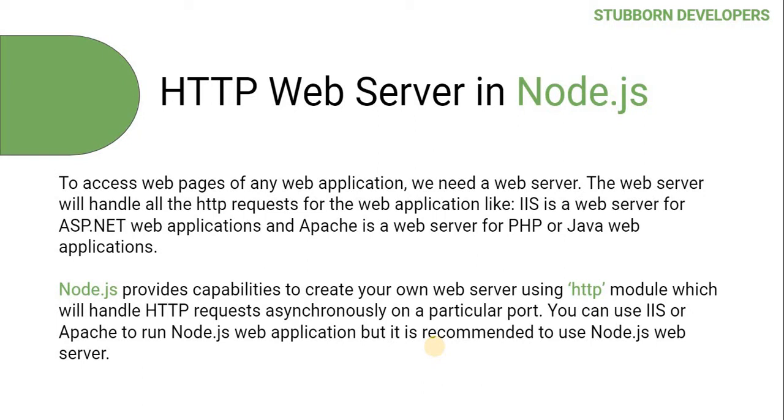So I hope guys you may be aware of the Apache and IIS web servers when you are working with either PHP or Java web applications. But now guys, Node.js provides capabilities to create our own web servers. Actually guys, we can also use Apache or IIS just to run Node web applications, but Node.js provides the capability to create its own web servers as well. That module is called the HTTP module guys. With the help of the HTTP module, we can create our own web server in Node.js.